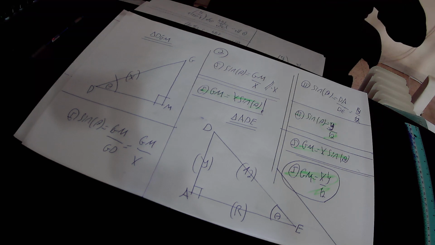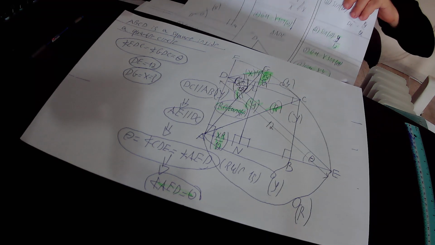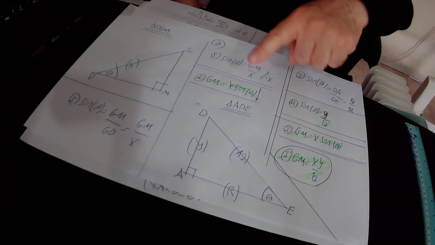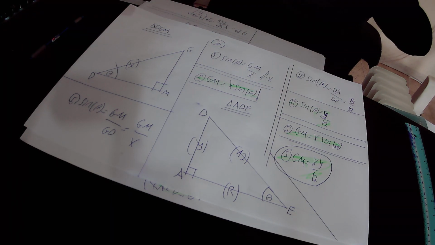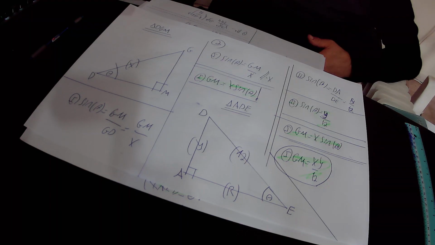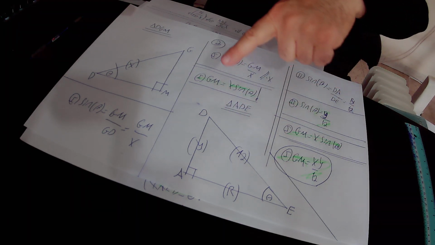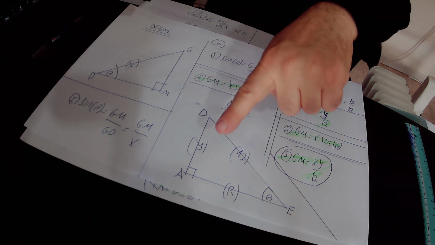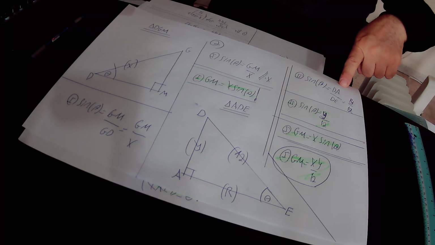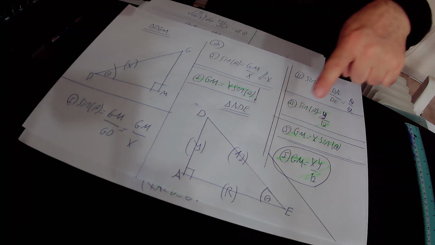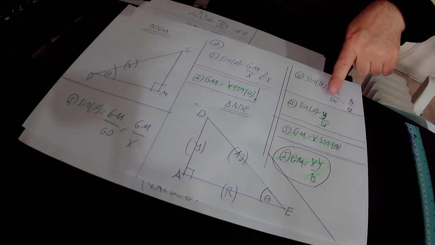In the next step, I copied the right triangle ADE onto a new page, and we continue to analyze this right triangle ADE. In this right triangle ADE, it is very easy to see that sin theta equals DA over DE. DA is y, DE is 12, so in total sin theta equals y over 12.